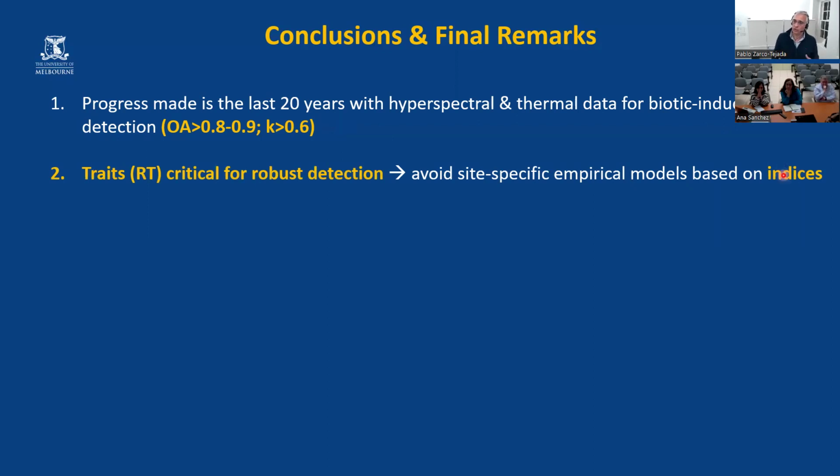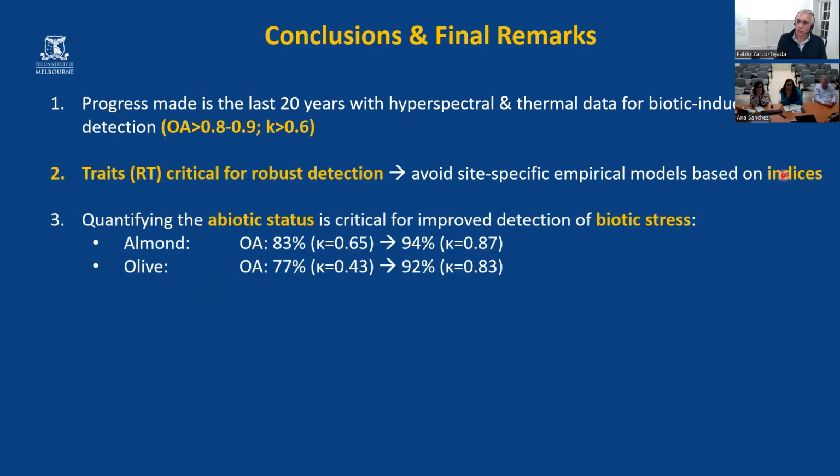We need models to understand the dynamics of the physiology, because that, first of all, allows us to understand better, but secondly, it's more robust when we try to apply those models to other, for example, orchards or species. It's absolutely critical, particularly for vascular diseases, which obviously applies to both Xylella and Verticillium, that we need to quantify the abiotic status as a way to improve the detection of the biotic stress.